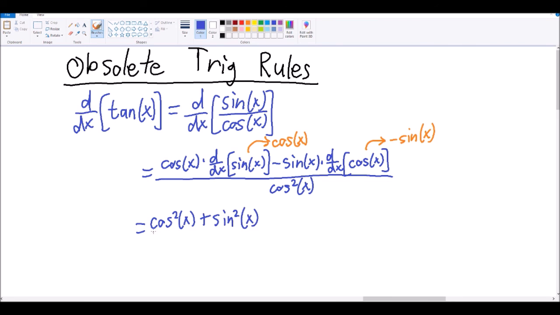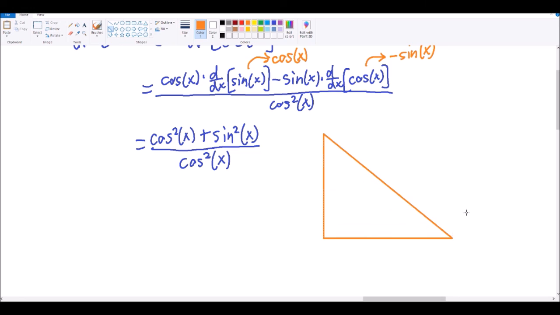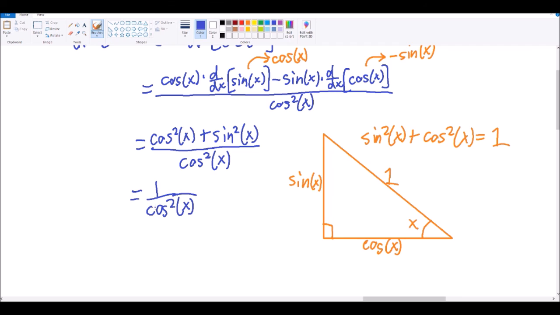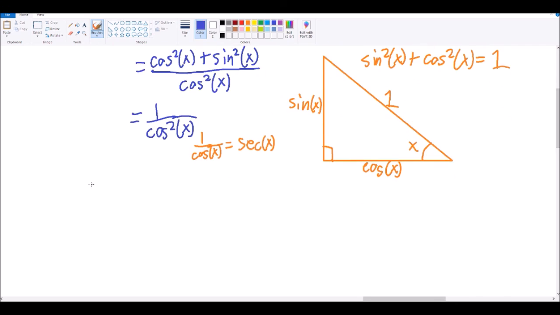Now here's a really cool property of trig. Since sine and cosine basically tell you the side lengths of a right triangle if the hypotenuse is 1, we can use Pythagorean theorem to see that sine squared plus cosine squared of x equals 1. So we're left with 1 over cosine squared of x. And since 1 over cosine of x equals secant of x, the derivative of tangent of x is secant squared of x.